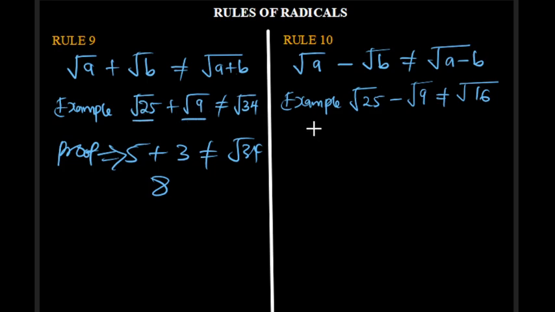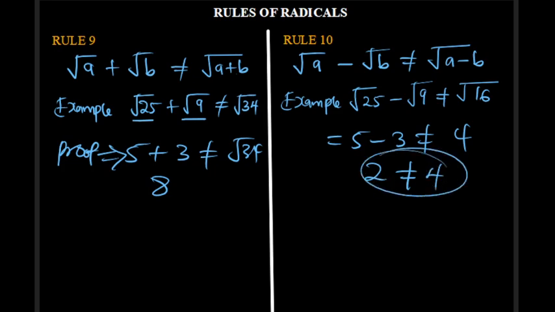Alright, then for root 10, the same thing. Root a minus root b is not the same thing as root of a minus b. So in this case, root 25 is 5 minus root 9 is 3, and this is not equal to root 16, which is 4, because here 5 minus 3 is 2, and 2 is not equal to 4.